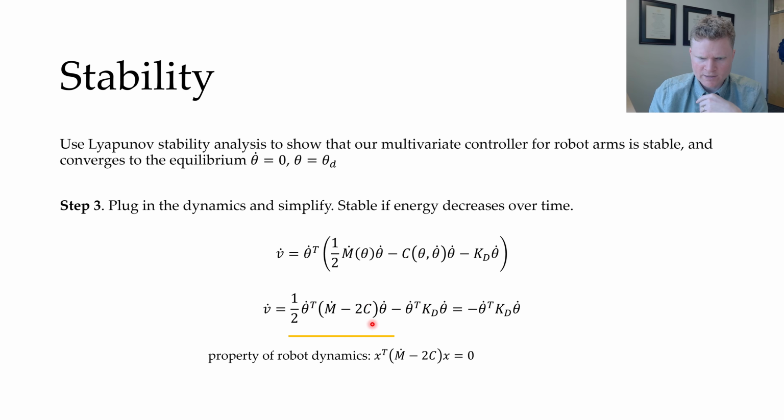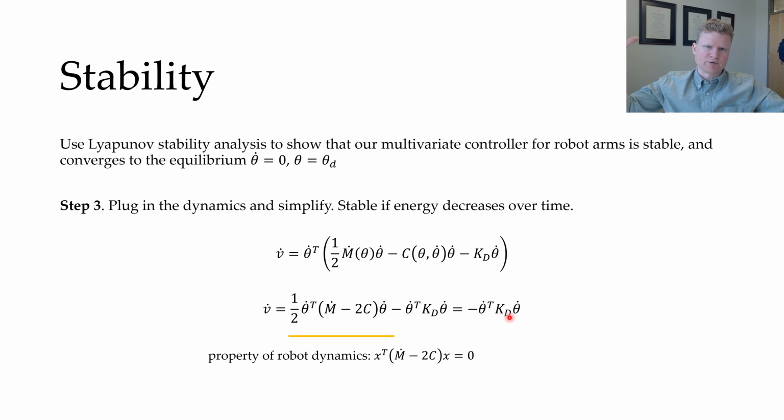And here's where that one kind of unusual property comes into play. I've got m dot minus 2c. All right, this is going to be a skew symmetric matrix. And so this term will cancel out. And I'm left with v dot is equal to negative theta dot transpose times kd times theta dot.